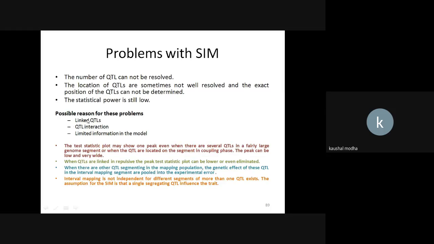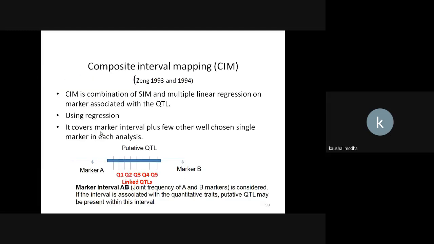QTLs might be linked together. They cannot be resolved properly with simple interval mapping. There might be interaction between these QTLs, and that's the reason also the position cannot be properly estimated. And there is limited information in the model. The model which is utilized for simple interval mapping and QTL analysis doesn't have the capacity to estimate epistatic interaction and gene interactions properly. So these are the problems with simple interval mapping.